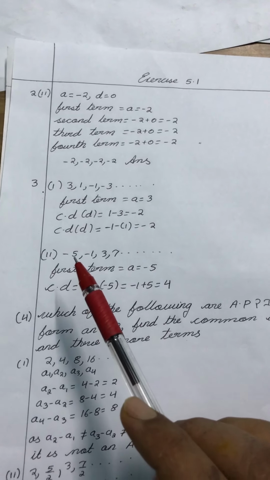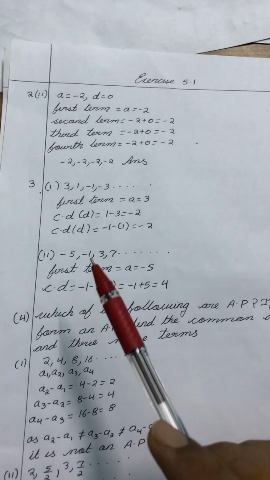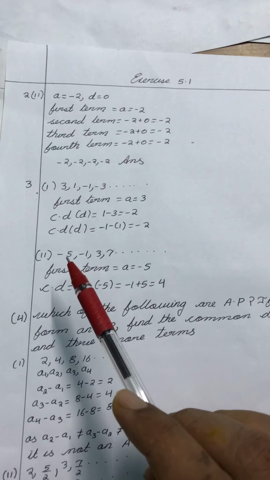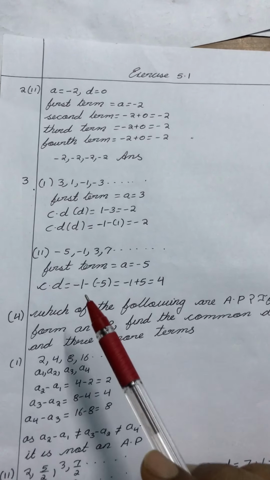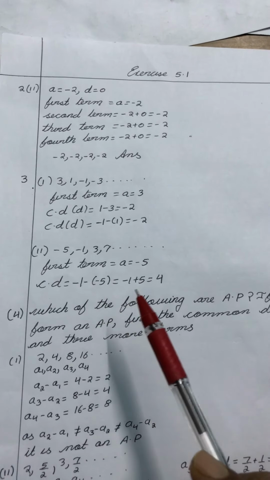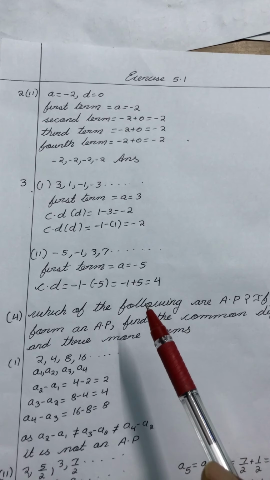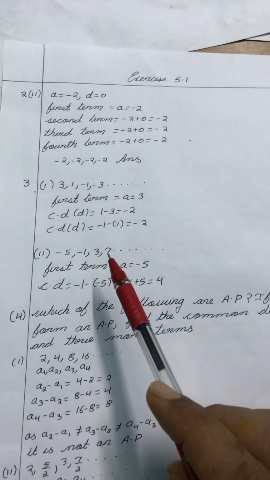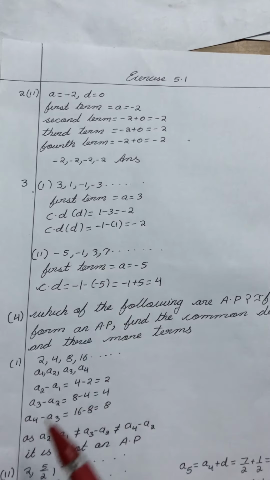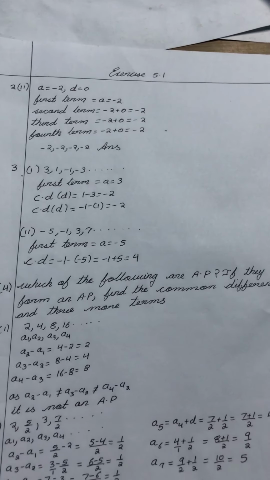So second, the AP is minus 5, minus 1, 3, 7. So the first term is A, minus 5. Common difference: from the second term, subtract the first term. So minus 1 minus minus 5. So this becomes positive. Common difference is 4. Even if you subtract the third term from the fourth term, you get the common difference. Now question number four.